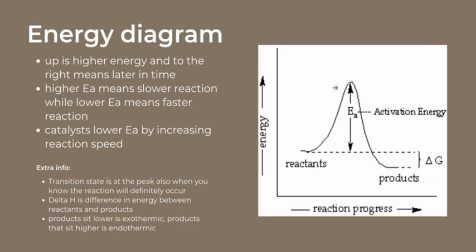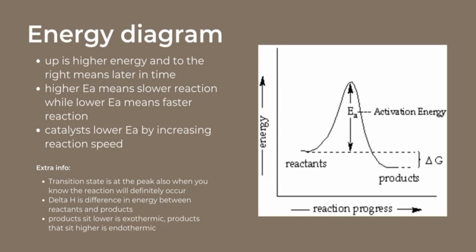Next, we're going to observe an energy diagram. Activation energy is the energy required to go from reactants to products. Up is higher energy, and to the right means later in time. Higher activation energy means a slower reaction, while lower activation energy means a faster reaction. Catalysts lower activation energy, increasing reaction speed.